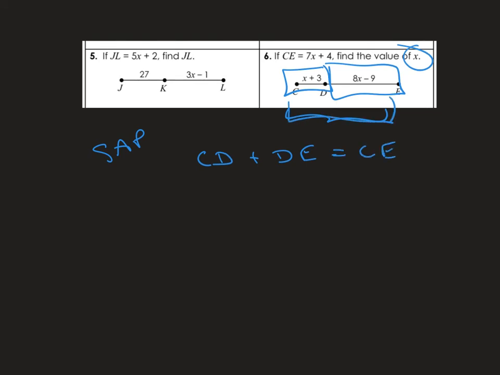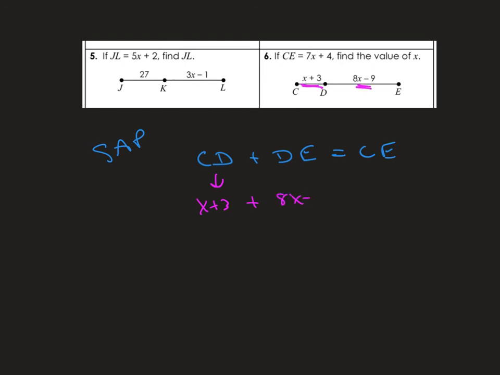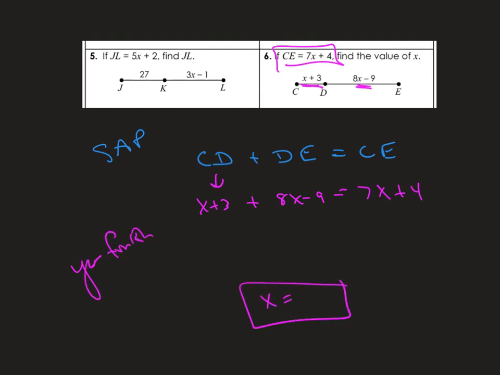All right, and now let's see what we have in terms of given information. It's been given to us that CD is worth x plus 3. DE is worth 8x minus 9, and CE has been given to us as 7x plus 4. So you finish, get a value for x, and then you're all done.